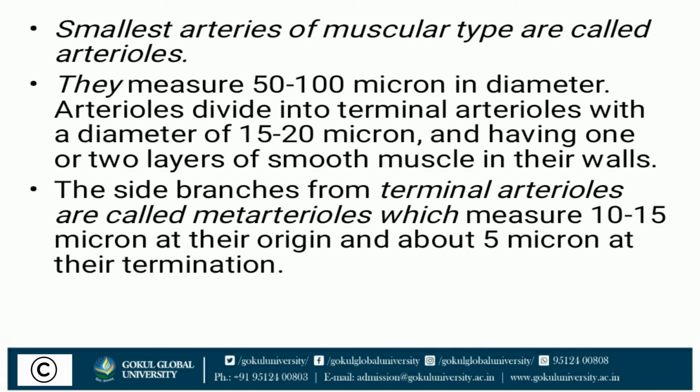The smallest arteries of the muscular type are called arterioles, which we have seen in the previous diagram; the artery at its end was forming arterioles. They measure 50 to 100 microns in diameter. Arterioles divide into terminal arterioles with a diameter of 15 to 20 microns, having one or two layers of smooth muscle in their walls. The side branches from the terminal arterioles are called meta-arterioles, which measure 10 to 15 microns at their origin and about 5 microns at their termination.